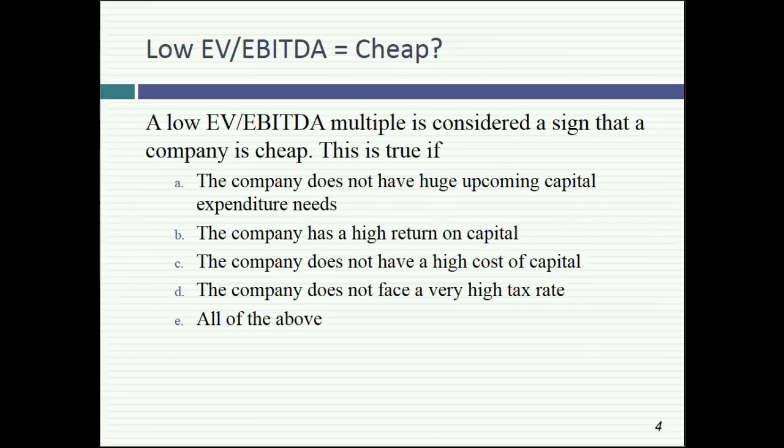Which of the four have to hold? What is the combination you want with EV to EBITDA? You want low EV to EBITDA, you want low tax rate or high tax rate? You want low tax rate, you want high return on capital, you want a low cost of capital. In other words, all the conditions have to hold, otherwise the stock might actually just be trading at low EV to EBITDA because it trades at low EV to EBITDA. When you talk about pricing, that's what I want you to think about.